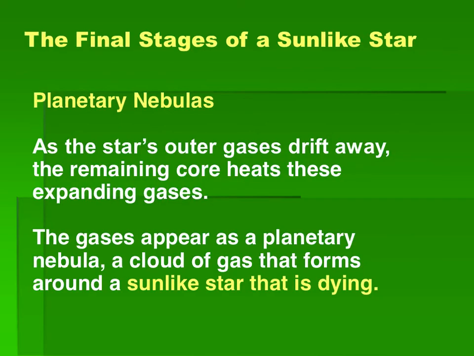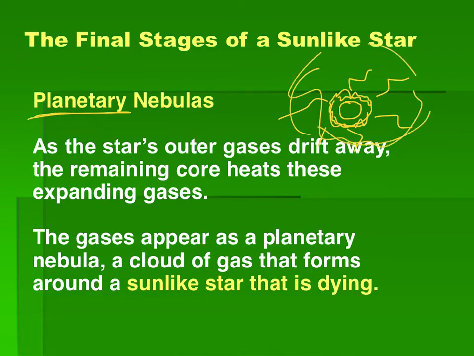Okay, so the final stage of the star, it's a little bit of a confusing term, is called a planetary nebula. As the star's outer gases drift away, right? The star has almost like an atmosphere at one point when it's a healthy, thriving star. It's not actually an atmosphere, but we'll call it that. Those gases drift away, and the star is left mostly with its core. These gases appear as planetary nebulae, like a large cloud that forms almost around the star. And we can tell that the star is dying when we see that.